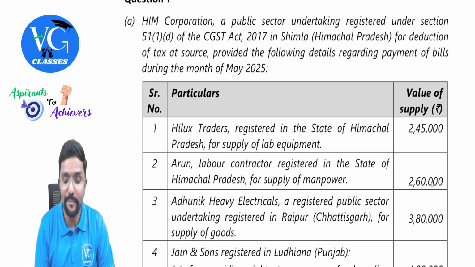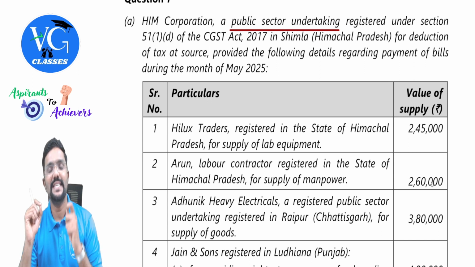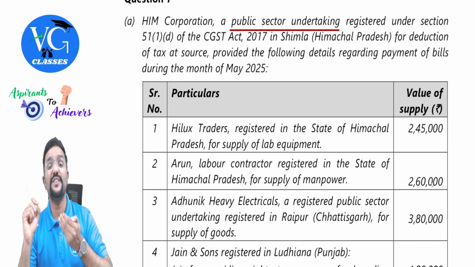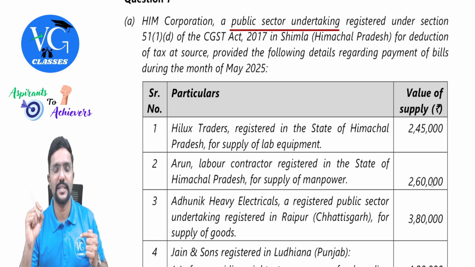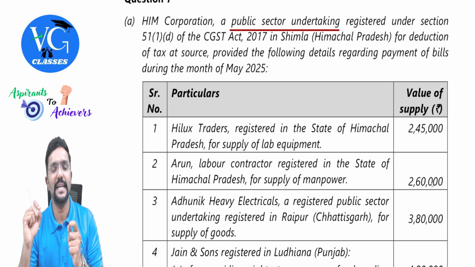HIM Corporation, a public sector undertaking. Please be careful, guys. TDS has to be deducted only by the specified people whom we call deductors, not by everyone. There is a list of people given as per section 51. One of them is public sector undertaking. So, is this person covered under the deductor list?